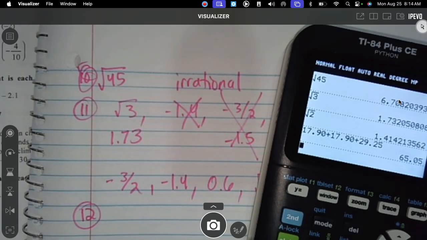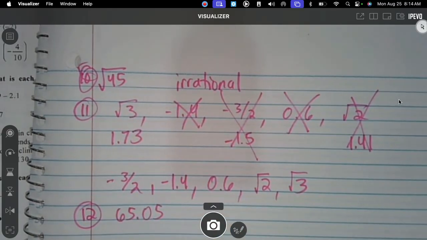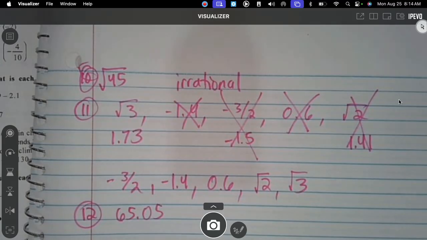$29.25. So it's $65.05. Is that what y'all got? Okay. So you're just adding up your total. Y'all go shopping, so y'all should be able to do that. Add up however much it is.